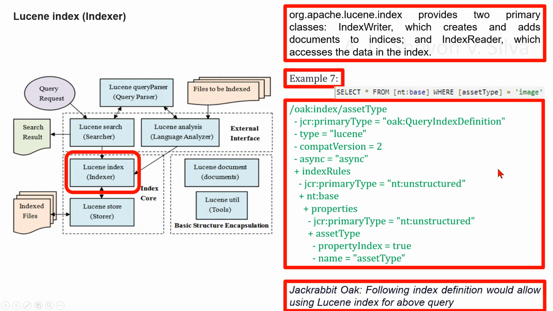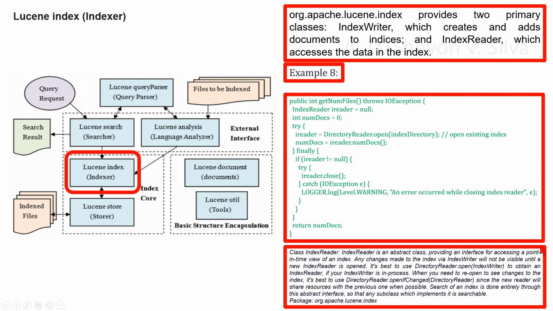The index definition node for a Lucene based index must be of type oak:QueryIndexDefinition, must have a type property set to lucene, and must contain the async property set to the value async. This is what sends the index update process to a background thread. Note that compared to the property index, the Lucene property index is always configured in async mode, hence it might lag behind in reflecting the current repository state while performing the query.